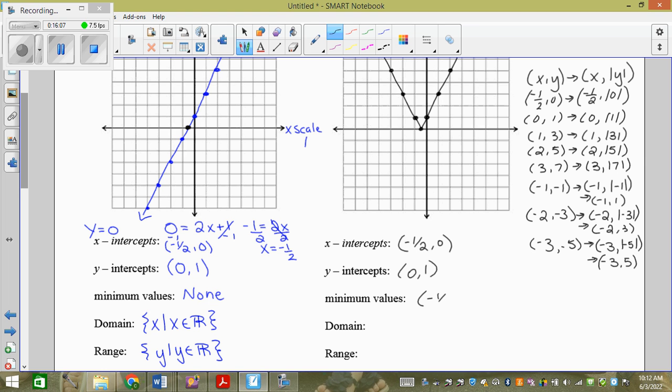Negative 1/2, 0. What's my domain of an absolute value function? X is an element of the reals, right? Because it goes out to the left forever, and right forever. What's the range of this one going to be? Y such that y is greater than or equal to 0. Caveat for a second, little side note.